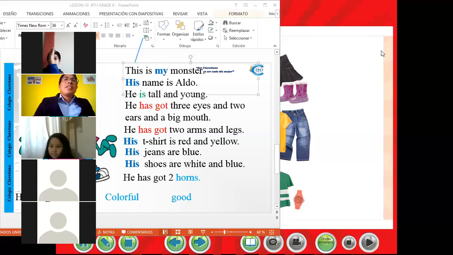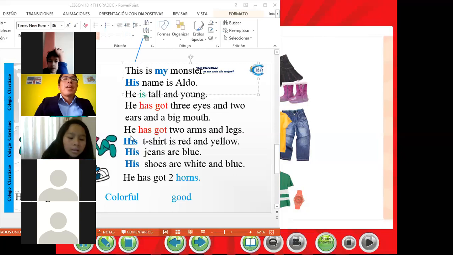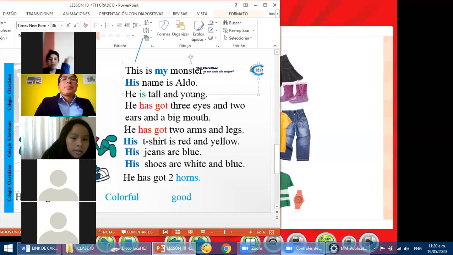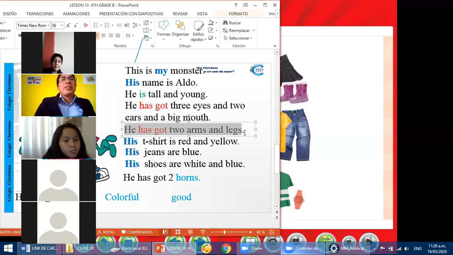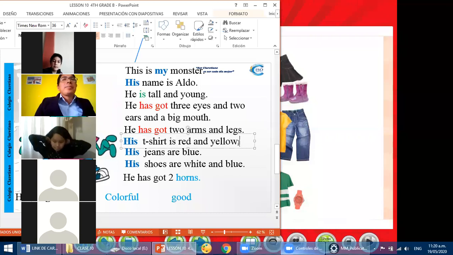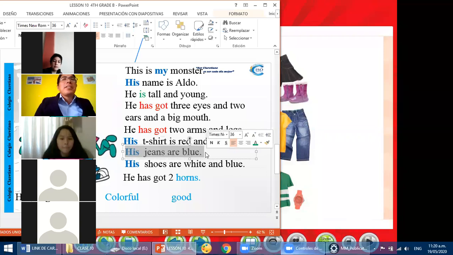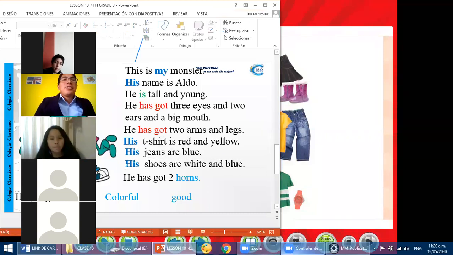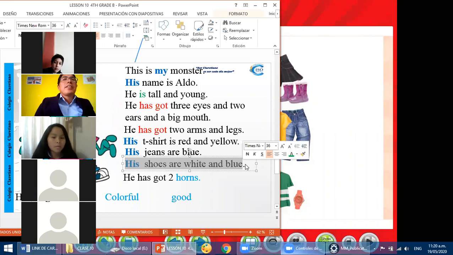Okay, Luciana, pay attention, please. Look at the example in the Zoom. When we describe, we need to write sentences. Listen, this is one sentence, period. His t-shirt is red and yellow, period. You see, Luciana? His jeans are blue, period. His shoes are white and blue, period.